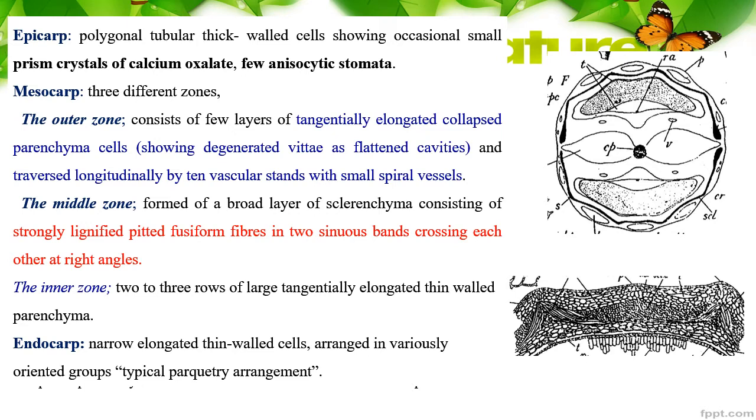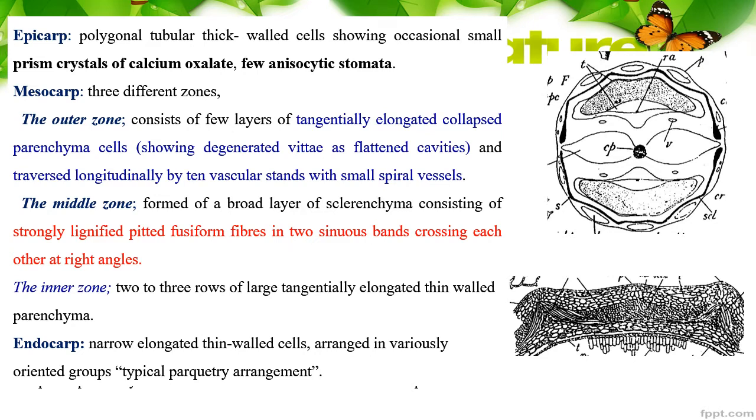The mesocarp is formed of a broad layer of sclerenchyma consisting of fusiform strongly lignified fibers. This layer is arranged into sinuous bands crossing each other at right angles. So we have this cross layer of sclerenchyma, the fusiform fiber layer. Here is an enlargement of the fusiform fiber, here one direction and the other, strongly lignified. The innermost layer of the mesocarp shows large tangentially elongated thin-walled parenchyma.